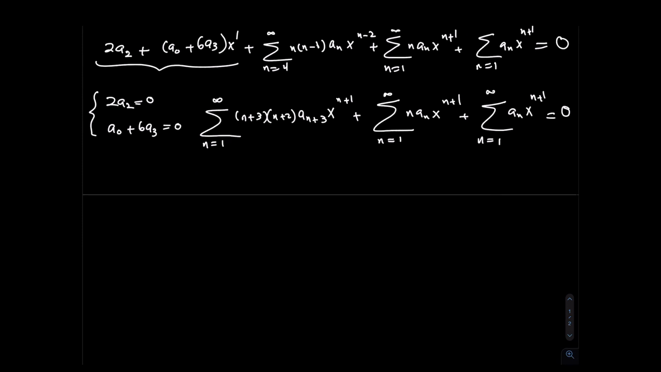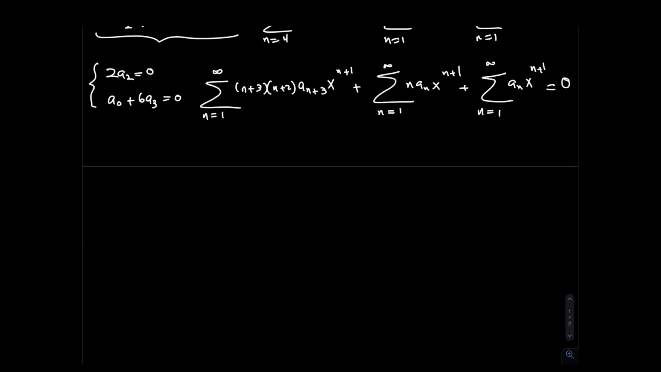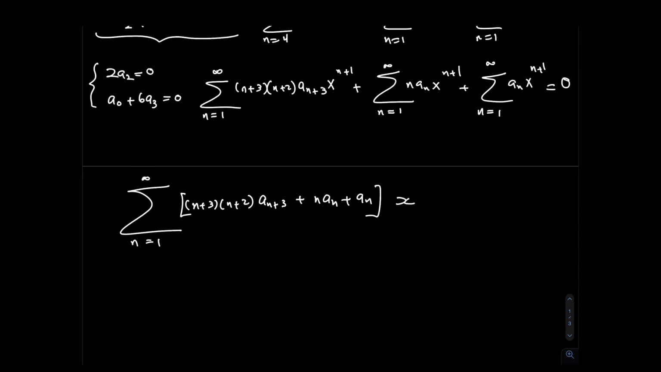Okay, so now I'm in a position where I could combine the three power series. So I have n is equal to 1 to infinity. And now I take the coefficients: (n plus 3)(n plus 2) a_(n+3), plus n a_n, plus a_n. And if I factor all that out, times x to the power of n plus 1, that must equal 0.